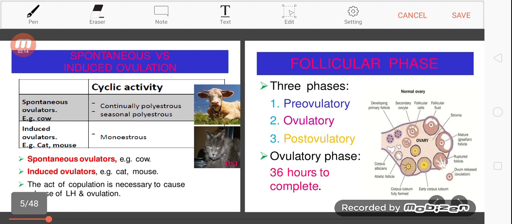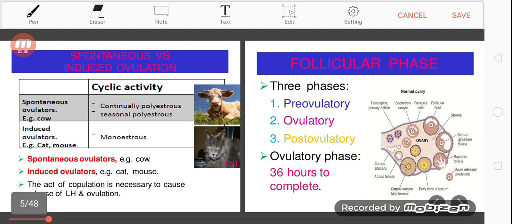The act of copulation will cause the LH to release, an LH surge, which eventually will cause the expulsion of the egg. So that is the difference between induced and spontaneous ovulation.